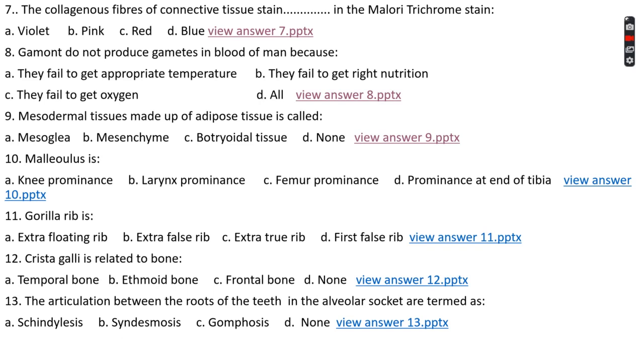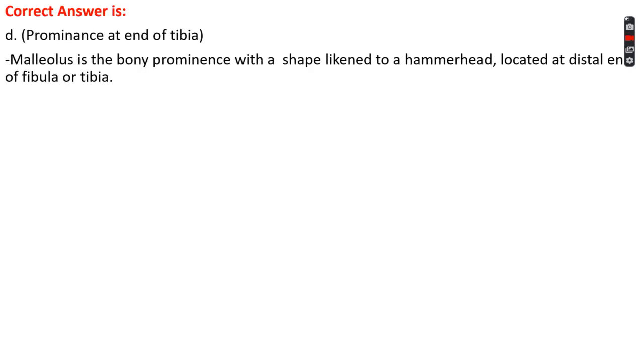Okay. Question number 10. Malleolus is option A, knee prominence, option B, larynx prominence, option C, femur prominence, option D, prominence at end of tibia. The right answer is option D, that is prominence at end of tibia. Malleolus is the bony prominence, whose shape is likened to a hammerhead. It is located at the distal end of the fibula or tibia.